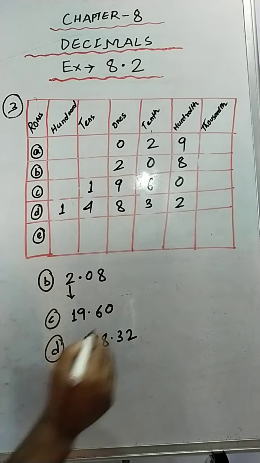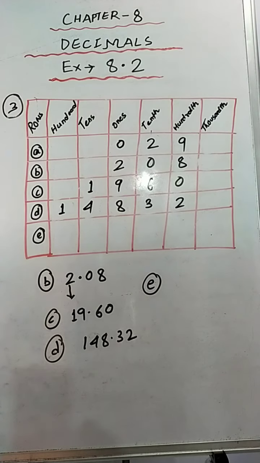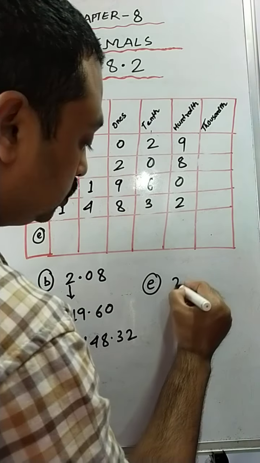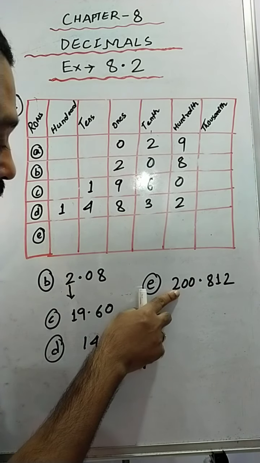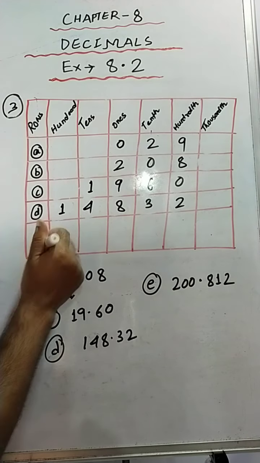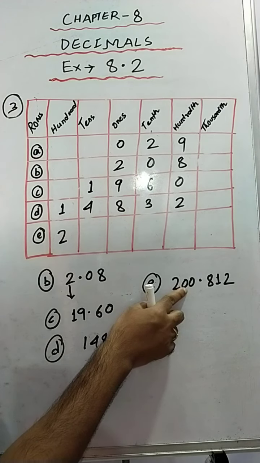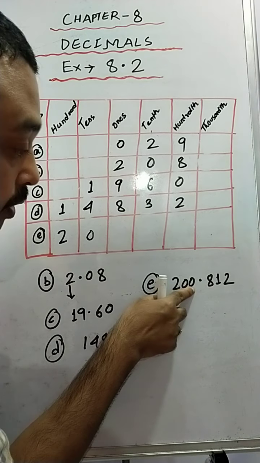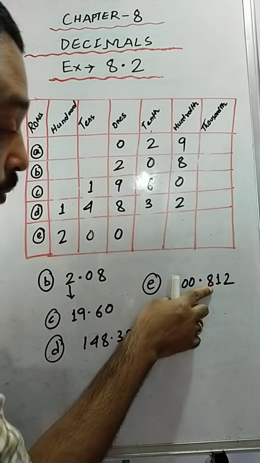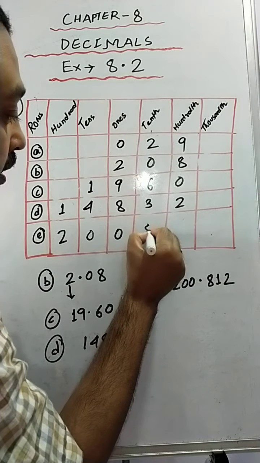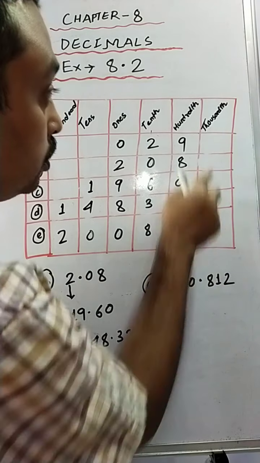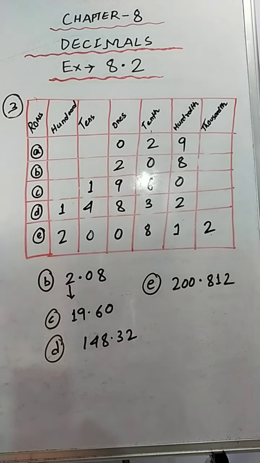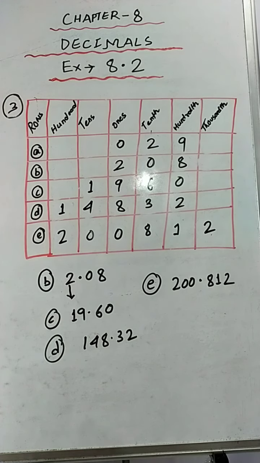Okay, now let's do number E. Number E is what? 200.812. So what is the place value of 2, students? Hundreds. So we'll put it under the hundreds column. Yes. What is the place value of 0? Tens. What is the place value of this 0? Ones. What is the place value of 8? Tenth. Absolutely. What is the place value of 1? Hundredth. And what is the place value of 2? This is thousandth. Okay, now this is the required solution of question number 3. I hope all of you have understood.